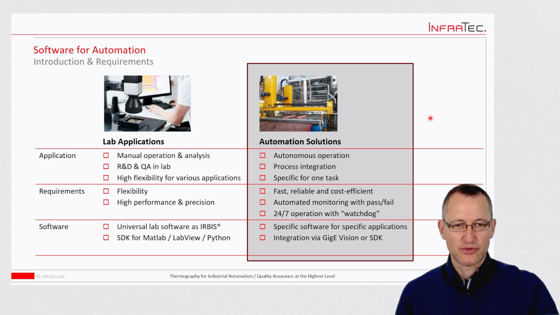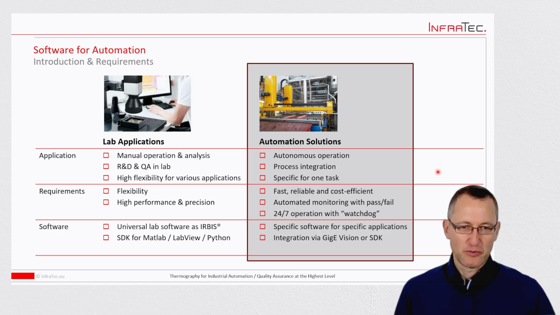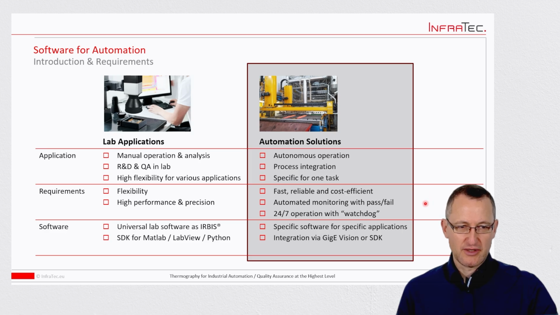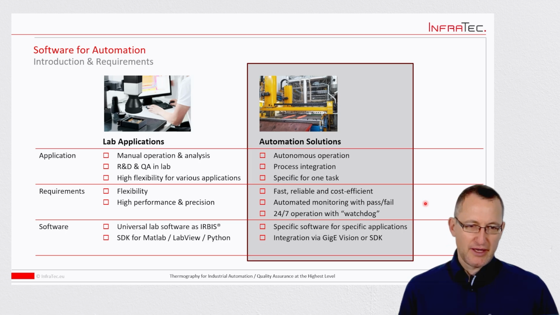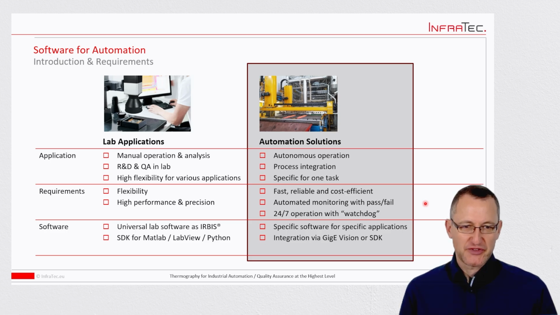So let's move on to the automation solutions. In automation solutions, it's typically autonomous operation. There's a process integration and a solution specific for one task. And the requirements are a reliable, fast, cost-efficient solution. In terms of automated monitoring, there is some pass-fail evaluation included. And for 24/7 operation, a so-called watchdog is needed to supervise the software and to restart the software if needed.